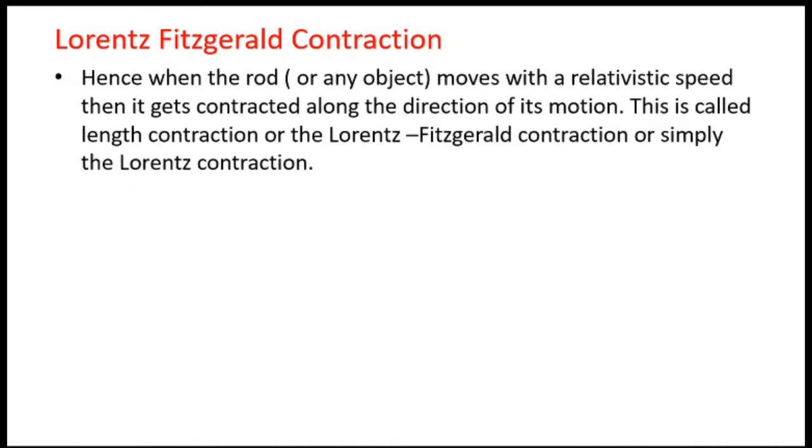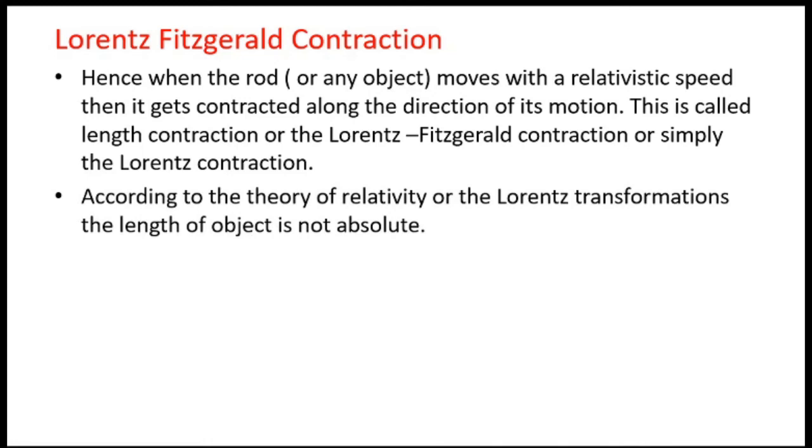So what is our conclusion? Hence, when the rod or any object moves with a relativistic speed, then it gets contracted along the direction of its motion, that is, parallel to the direction of motion. This phenomenon is called length contraction or Lorentz-Fitzgerald contraction or simply Lorentz contraction.